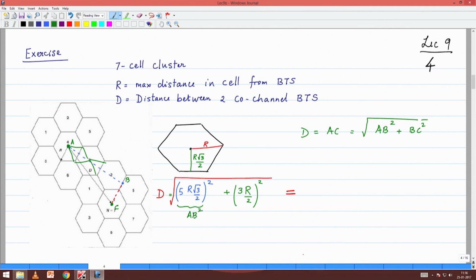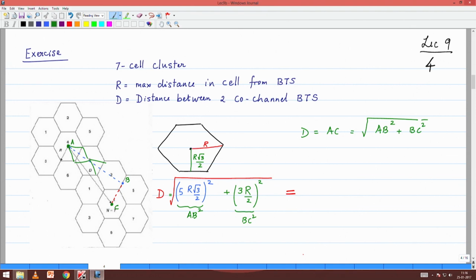Okay. BC is going along the line connecting the center to the vertex, that is R, and then it does half a side. Each side of the hexagon is R, so it will be R plus R by 2, that is 3R by 2, that is BC. So this is BC squared. Once you see the patterns, it's not difficult. Just have to be careful.